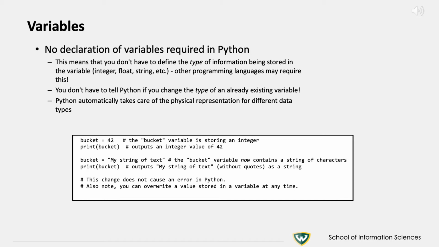You can also override a value stored in a variable at any time. So it makes it really easy for us. We don't have to define the bucket and say integers only can fit in this bucket, or this bucket is for only strings, or this bucket is for only floats. We have a do-it-all, store anything kind of bucket we can use. And the bucket is what? It's a variable.